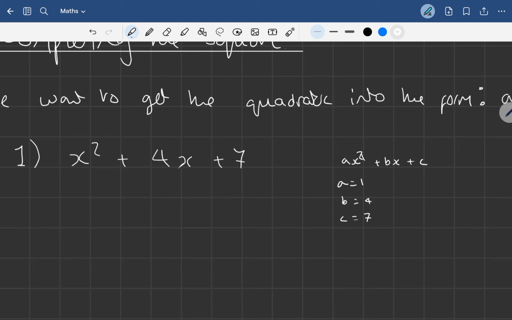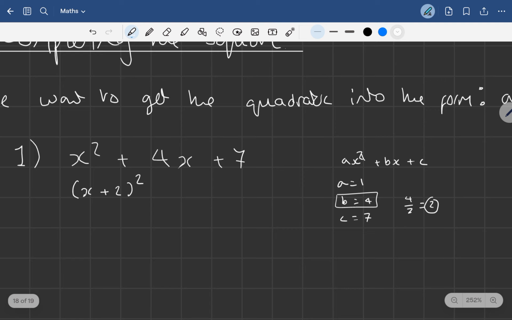Now, because a is 1, we can do this. I'll explain what we do when a is not 1. So we take the value of b and we divide it by 2. So 4 over 2 is 2. Now this goes inside of the squared part. So we get x plus 2, 2 being from here, squared.